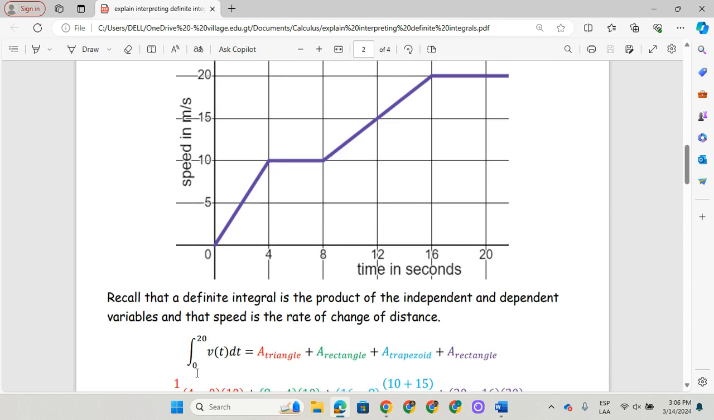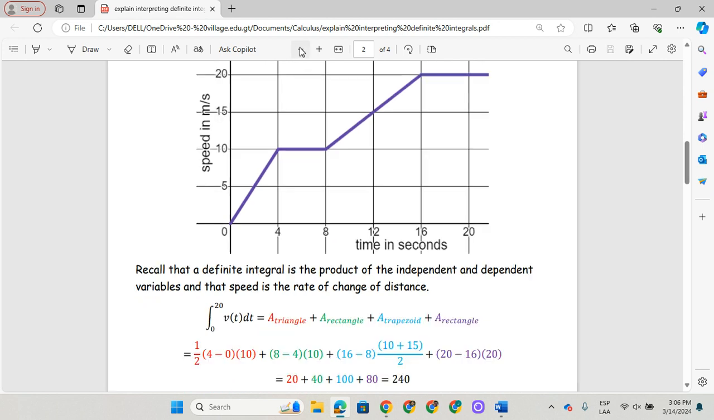So in this case, the definite integral from 0 to 20 of v of t with respect to t is the area of the triangle here from 0 to 4 plus the area of the rectangle from 4 to 8 plus the area of the trapezoid here from 8 to 16, plus the area of the rectangle here, the tall rectangle. And we stop at 20. Basically, we ignore this part because it's after 20, and our integral says only from 0 to 20. Now, I'm going to zoom out a little more.